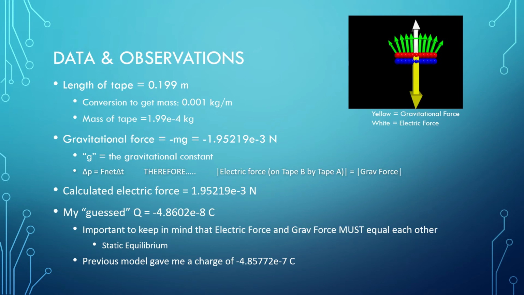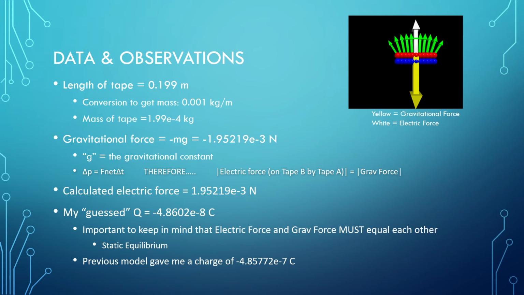Data and observations. The length of my tape was 0.199 meters, and using the conversion factor I was able to figure out the mass of the tape, which I can use to calculate gravitational force. I then use the momentum principle and the principle of static equilibrium, since the tape is floating motionless, to figure out that the electric force is equal and opposite to gravitational force. In my diagram in the upper right corner, we see that the magnitudes of the arrows equal each other. Yellow is gravitational force, white is electric force.